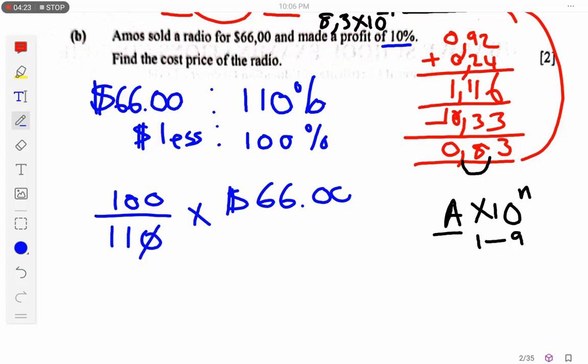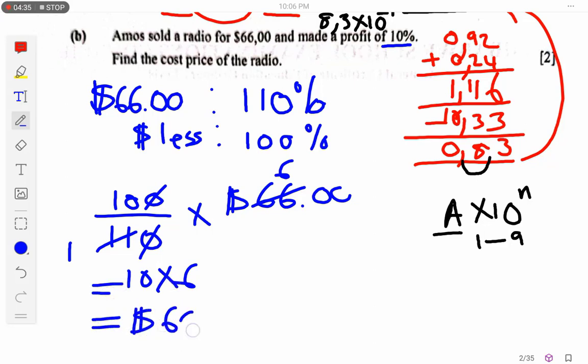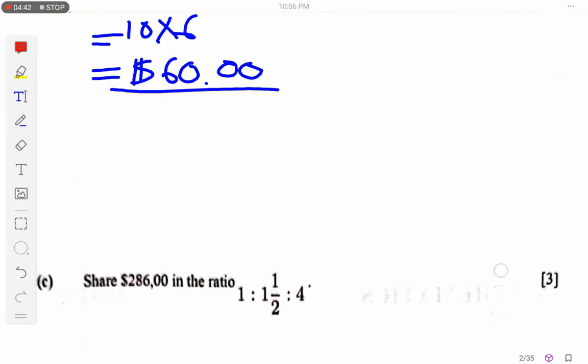So you find out I can cancel the zeros there. Then 11 into 11, 1. 11 into 66, that's a 6. So I will have 10 times 6. So my money is going to be $60. So this was the buying price. Okay, let's move on to the next question.